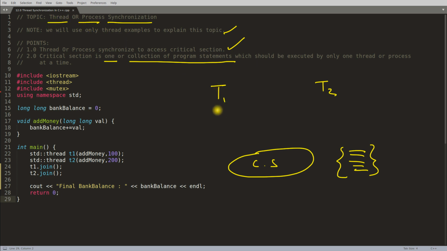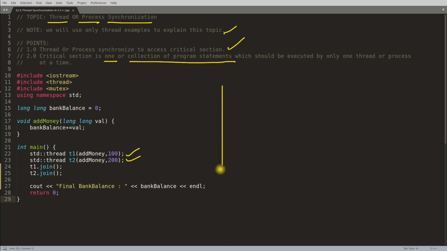What I mean is, if there is only one thread, either T1 or T2, it doesn't matter, and that thread is executing some critical section, there is no point in synchronization because no other thread can access that critical section at the same time. Let's use this example here. When we are creating two threads T1 and T2, we have written these two lines. So it is quite possible that these two threads will start at the same time.